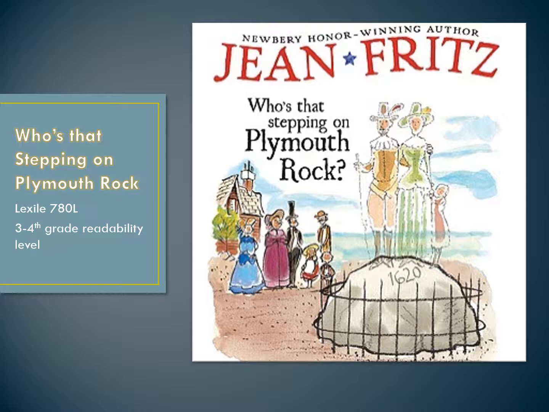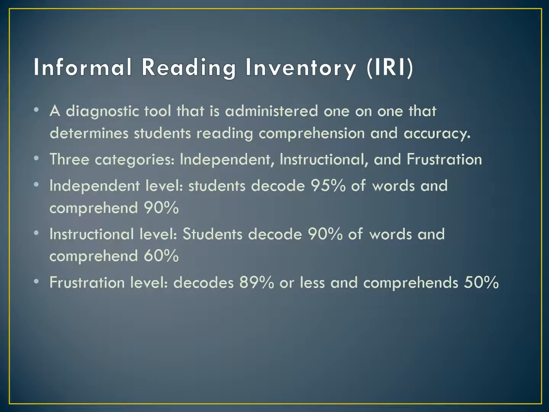I used the Lexile system to determine what readability level it was. It was a 780L, which translates to a 3rd to 4th grade readability level. So this is the book that was just right underneath the 5th grade reading level. So I had a book that was right on their level, and then a book above and a book below.